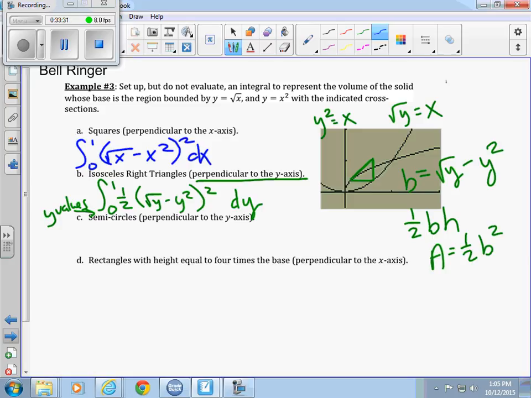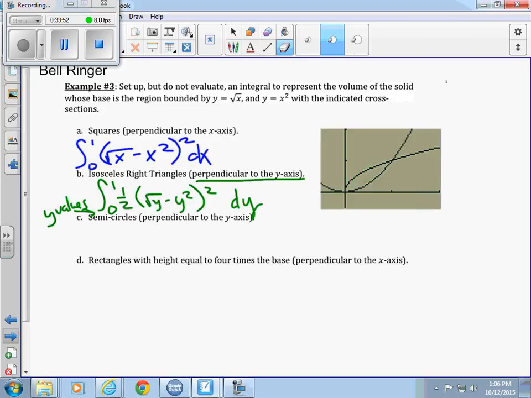Once you've already done one perpendicular to the y-axis and one perpendicular to the x-axis, it saves you a little time, doesn't it? What do I not have to find again? I don't have to find the intersections again. And I don't have to find the base again. I already know what the base is. I just need to see it with my picture. So I'm going to erase the green word.